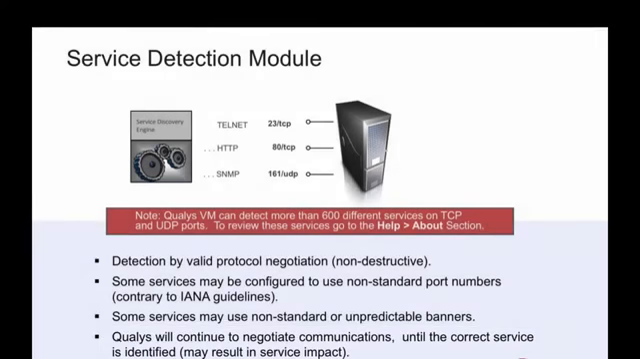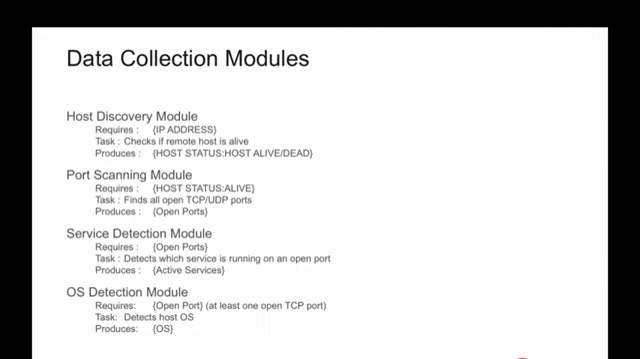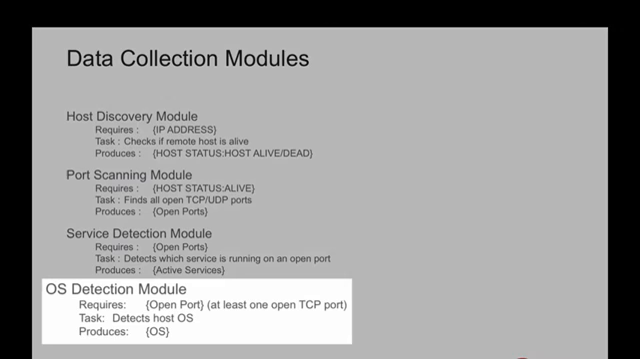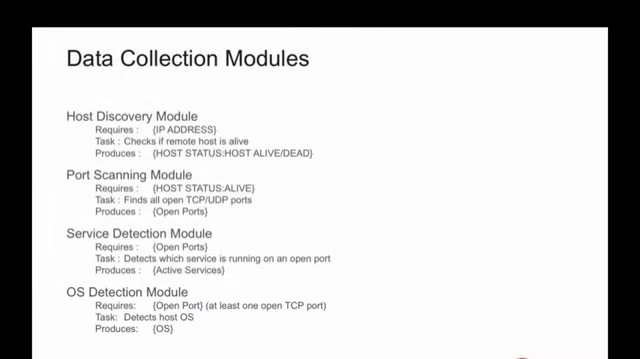service is identified. Once the ports and active services have been discovered on the live host assets in your scanning target, the OS detection module will then attempt to identify the operating system installed on each targeted host. At least one open TCP port is required for this task.